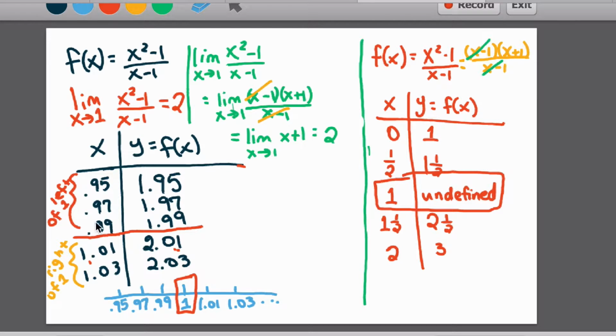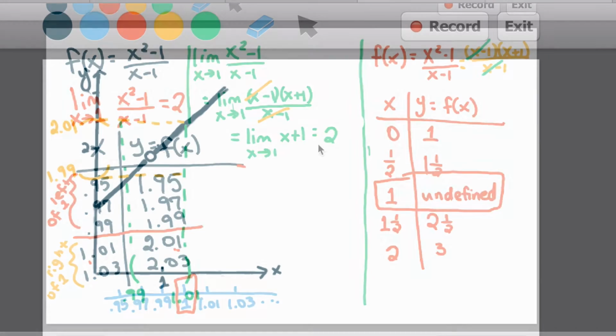So we did the scratch work here. As x approaches 1 from the left, meaning to the left of 1 on the number line, the outputs are approaching 2. As we approach x equals 1 from the right side, the outputs are approaching 2 as well. You see they're decreasing to 2.